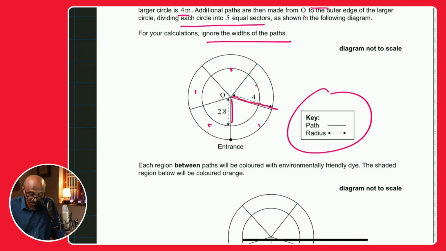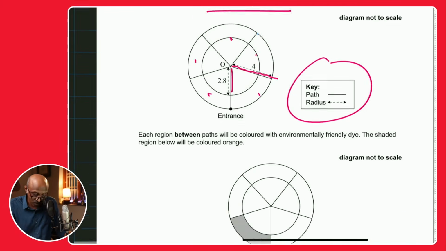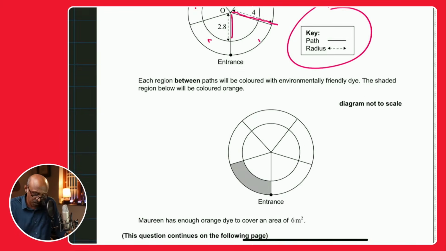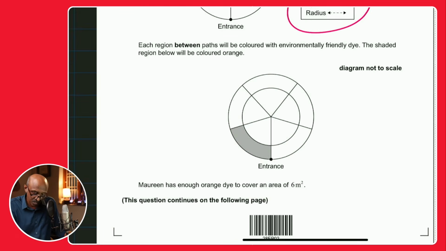That's clear. They've given a key. That's very good. That's what IB thinking is all about. Every time there's a diagram illustrating a real life situation, make sure there's a key to be able to interpret. That is a hint for your IA. If you're making any diagram, a chart, a graph, make sure there's a key interpreting what that is. So each region between the paths will be colored orange, so let's use some color that's close enough to orange.